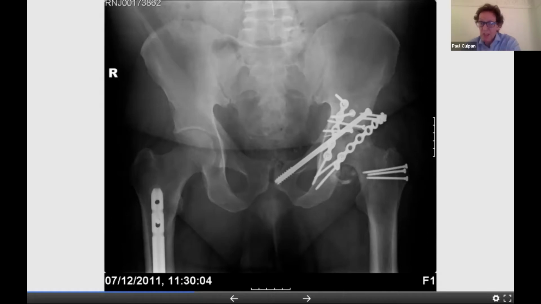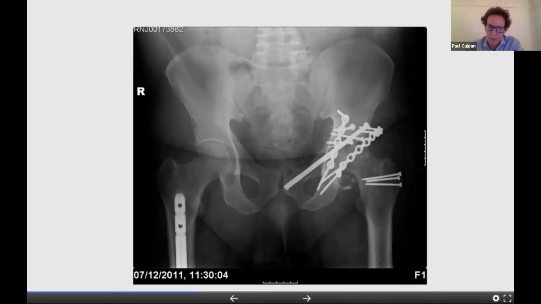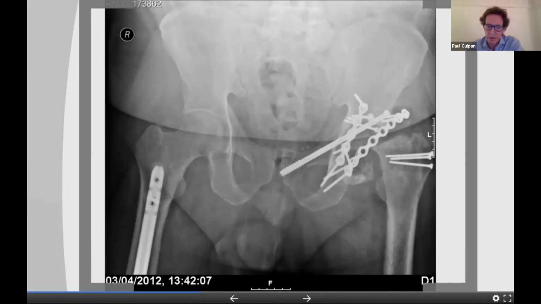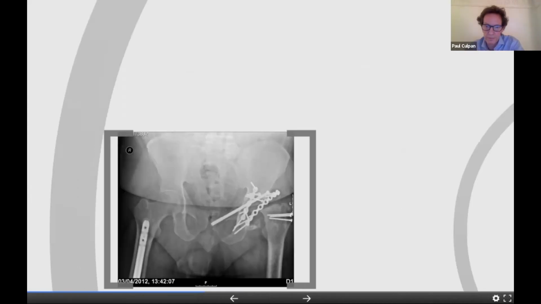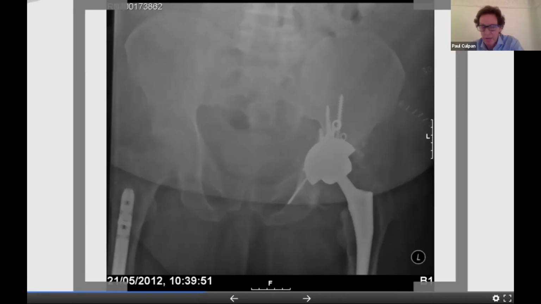Now, the problem here is the system that we're working in, and we don't have always direct access to do these cases when they're away from the urgency of an acute fracture. So from December through to April, 4 months later, the hip has really deteriorated quite dramatically, and we'd still not managed to get this patient to theatre. In May, we managed to get his operation done, and so there's a 6-month period of him really doing extremely badly.